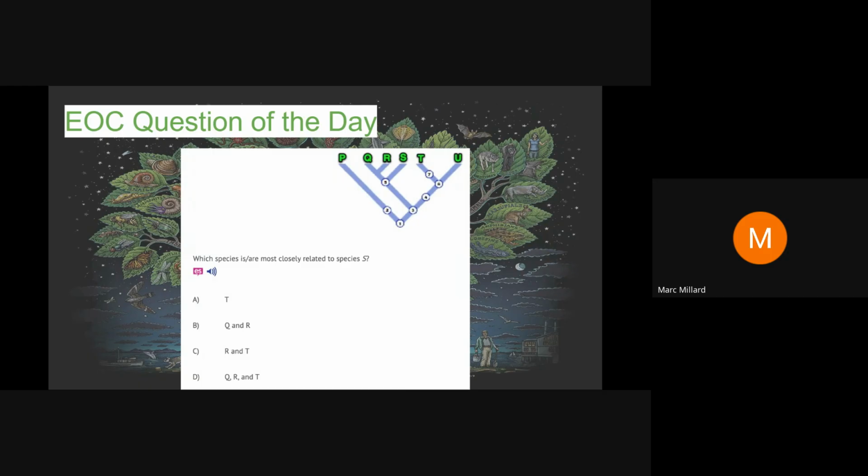So our ELC question of the day then is, which species is or are more closely related to species S? So here is species S here. What out of this list is most closely related to that? And that ends our presentation.